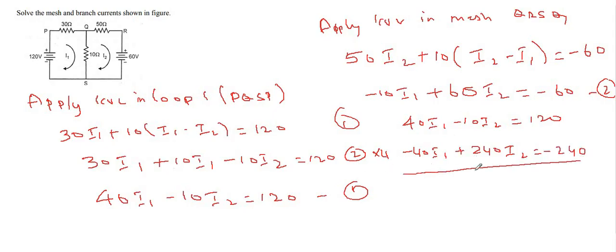So when we solve this, we'll get 230 I2 is equal to minus 120. Therefore I2 is equal to minus 120 divided by 230. So it is minus 0.521 ampere. So here now we got the value for I2.